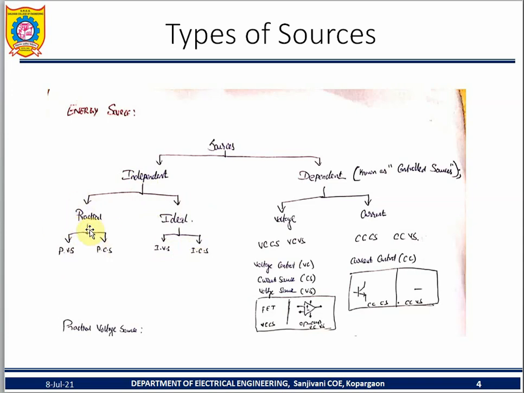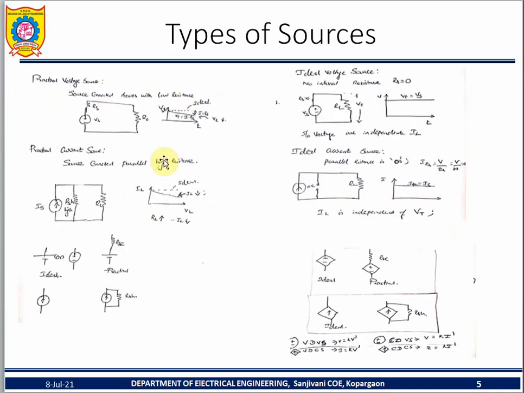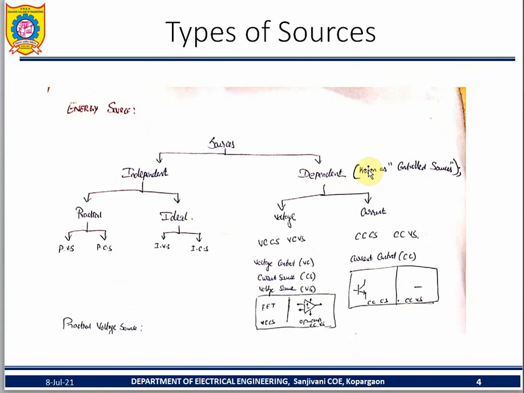What about the practical conditions? In practical conditions, resistance is present. The resistance is present in series with the voltage source and in parallel with the current source. Look at this: the resistance is present in series, and the resistance is present in parallel. What is the difference between practical and ideal? Ideal means full efficiency, maintaining a constant value, but in a practical condition there is a slight drop, slight losses take place.